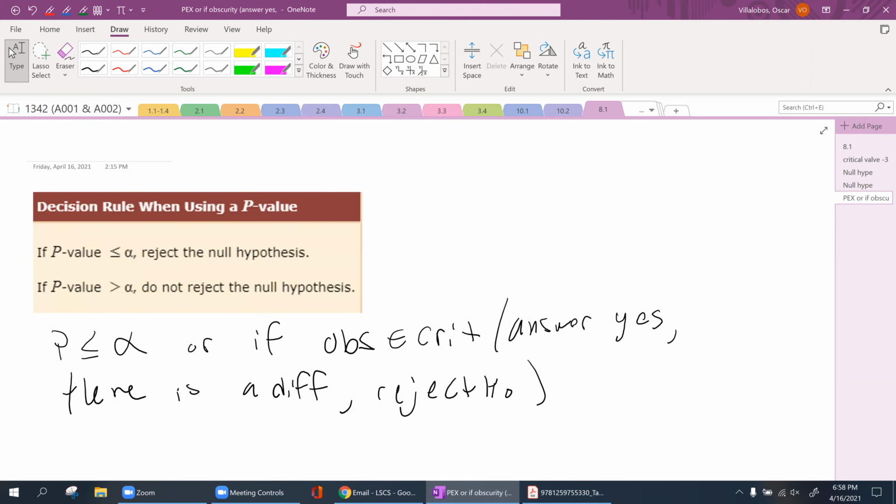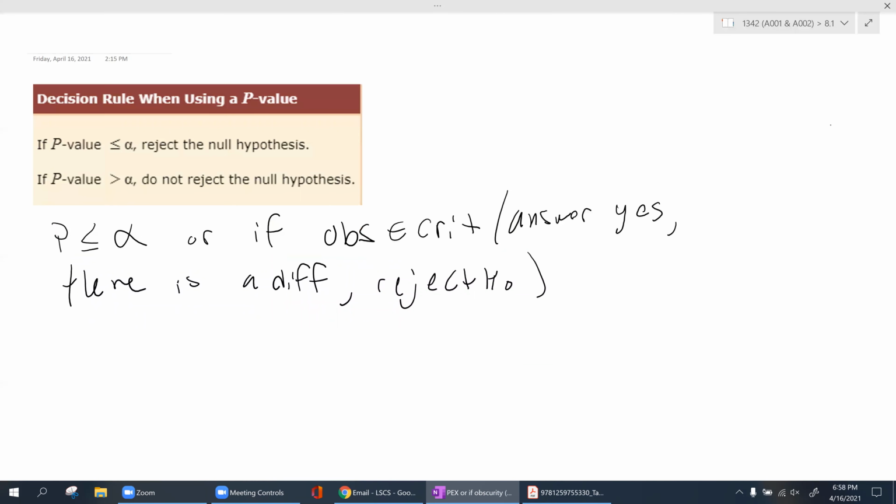Again, if your p-value is less than or equal to your alpha, or if your observed value is inside your critical region, you're going to answer yes, meaning yes, there is a significant difference in your data, and you're going to reject the null hypothesis.